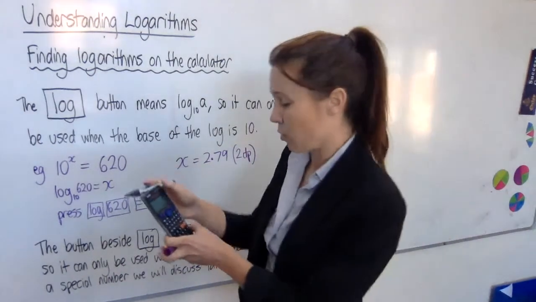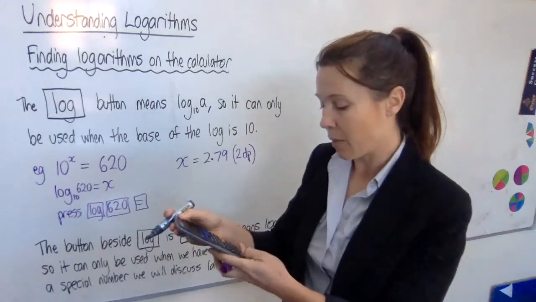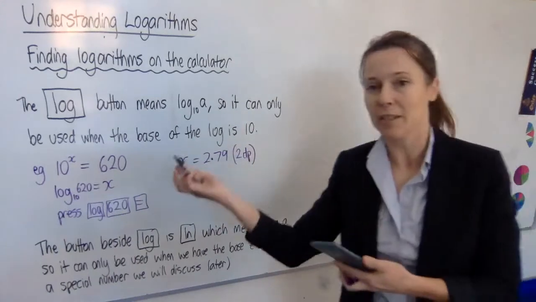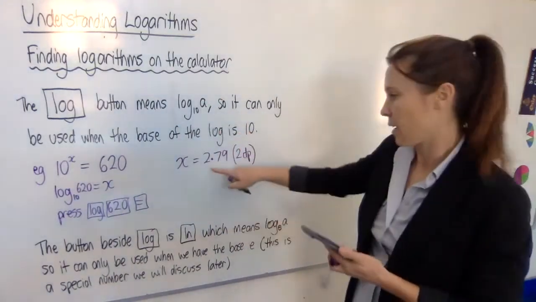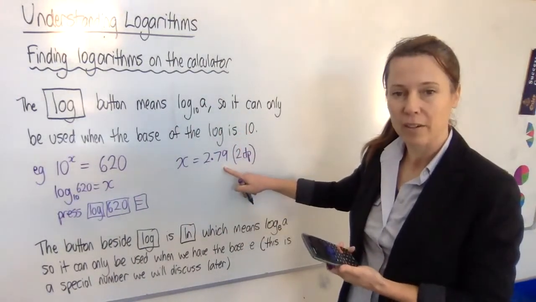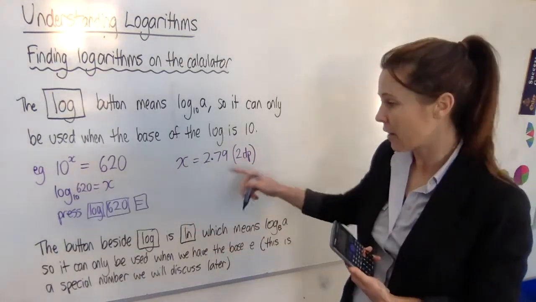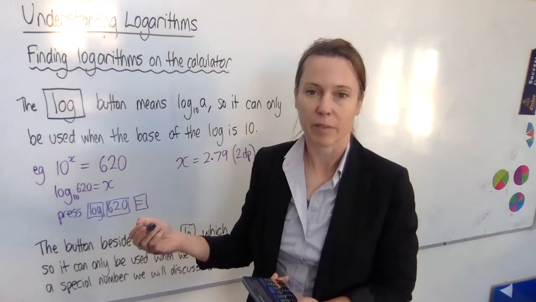316, that's a bit too small. Okay, so I'll try something bigger. 10 to the power of 2.6, and that would be too small. 10 to the power of 2.8, oh, that's a little bit big. You could narrow it down and gradually get to this by trial and error. But this log button saves us from needing to use trial and error and can calculate this really simply.